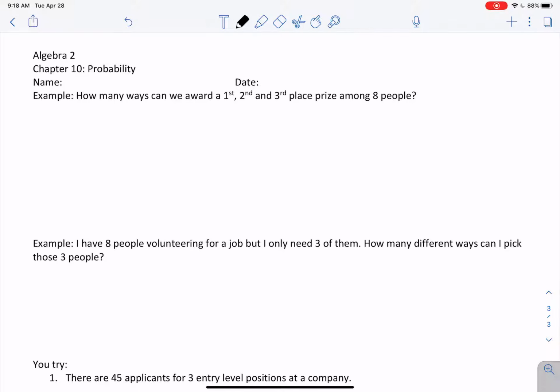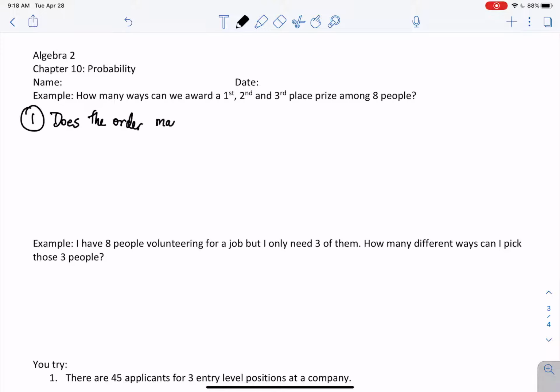So let's look at some examples with this. We have 8 people, and we want to know how many ways we can award first, second, and third place to them. The first step on any of these problems is to know if it's a permutation or a combination. So first step, does the order matter?